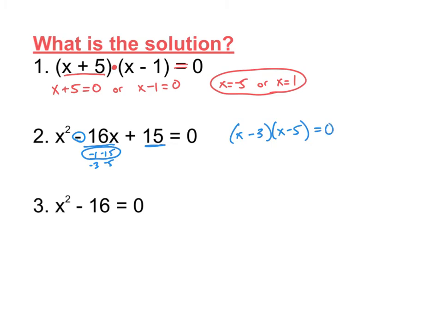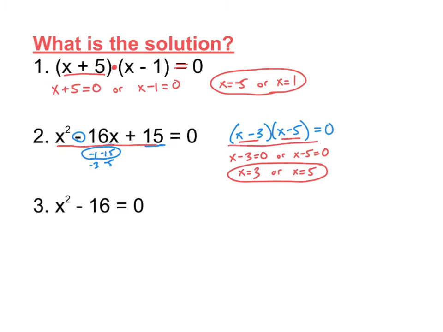Now we go ahead and use our zero product property again. And I'm going to state the only way that this times this can equal 0 is either x minus 3 equals 0 or x minus 5 equals 0. Then I would have x is equal to 3 or x equals 5. All right, I do want to see, whenever you're having a solution like this, if this is my equation, I want to see your factors in the work before I see the answers, please.